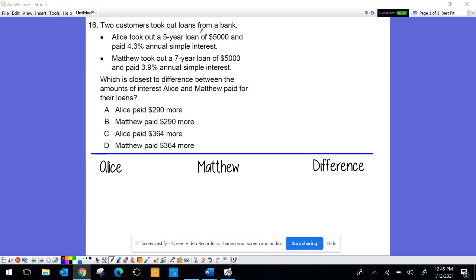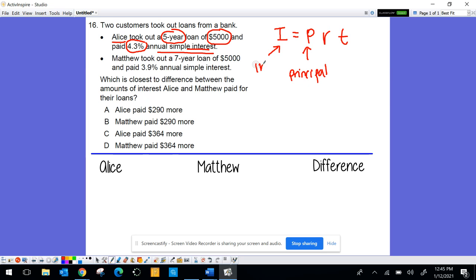Two customers took out loans from a bank. Alice took out a 5-year loan of $5,000 and paid 4.3% annual simple interest. If you recall, the simple interest formula is I equals P times R times T, where P is the principal, I is your interest, R is your rate as a decimal, and T is time in years.